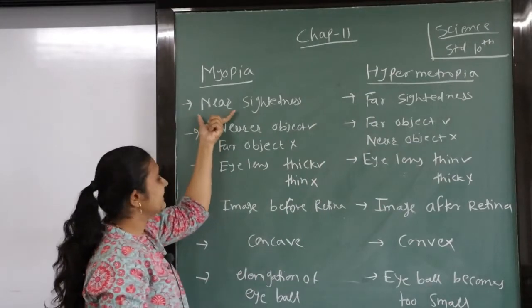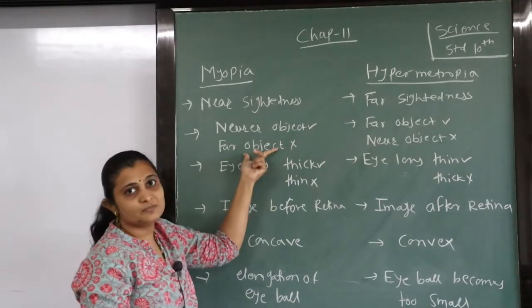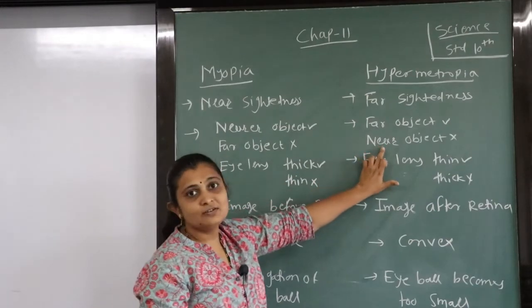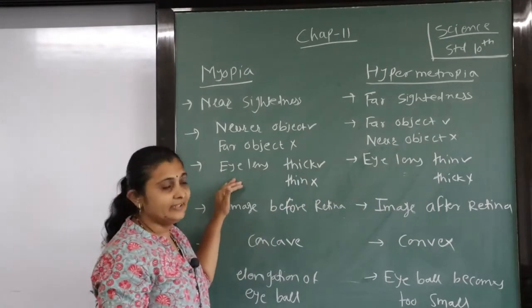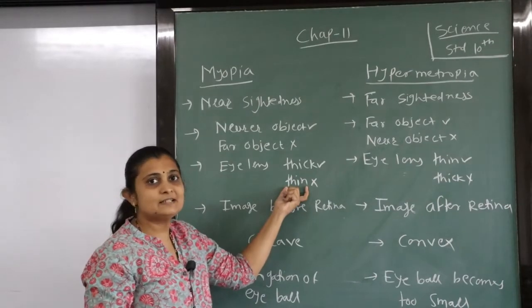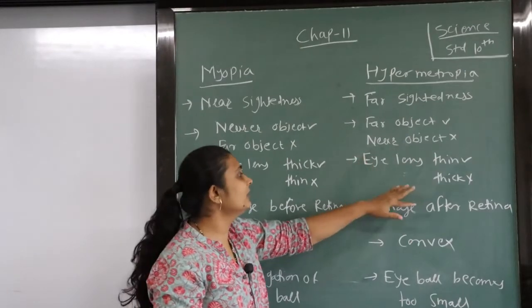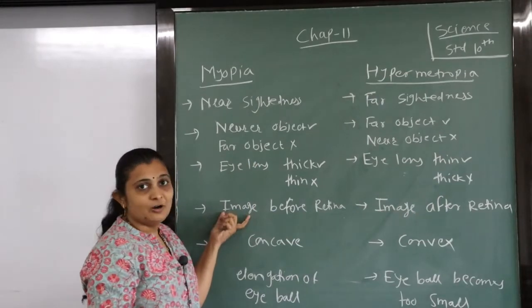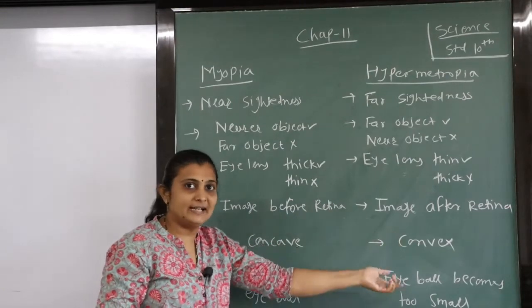In this disease we can see the word near, so we can see nearer objects clearly, but we do not see far objects clearly, and the opposite of this, we can see far objects and we cannot see nearer objects clearly. Now, in this defect the eye lens remains thick but does not become thin as per requirement, and here the eye lens is always thin but does not become thick as per the requirement. The image is formed before the retina in this defect, and in this defect the image is formed after the retina.